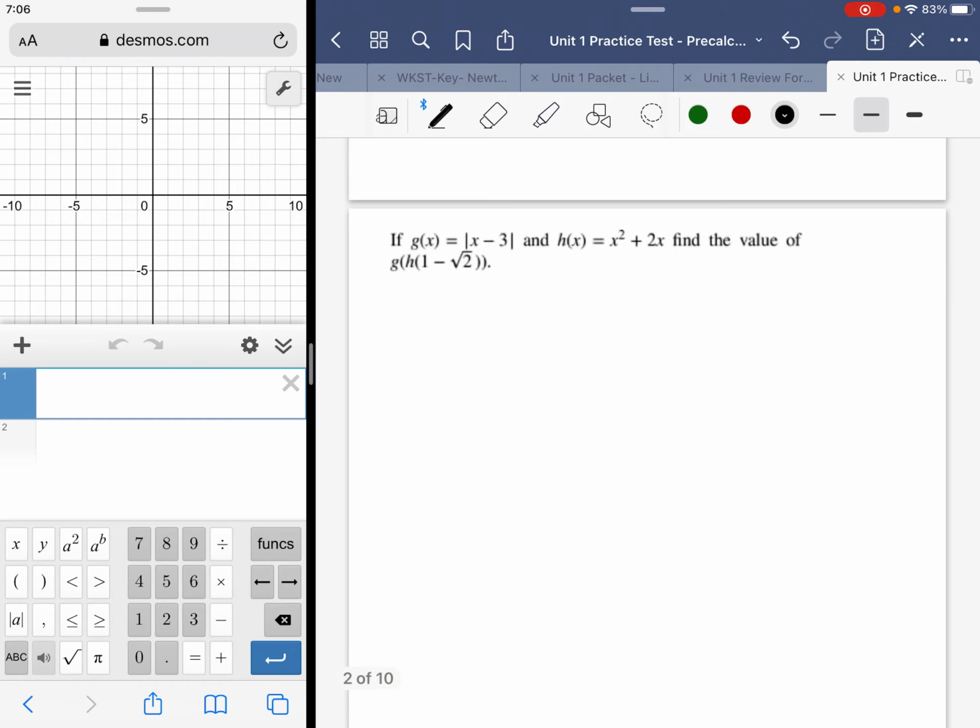Now, number 2, if g of x is equal to the absolute value of x minus 3, h of x is x squared plus 2x, find the value of g of h of 1 minus rad 2. There's a couple of ways to handle this. One way would be an algebraic approach, which is to say find g of h of x, which is telling us to take the g function and everywhere I have an x, replace it with the h function.